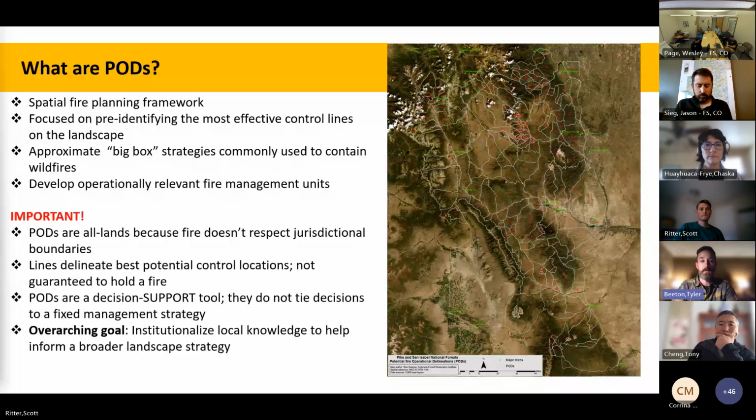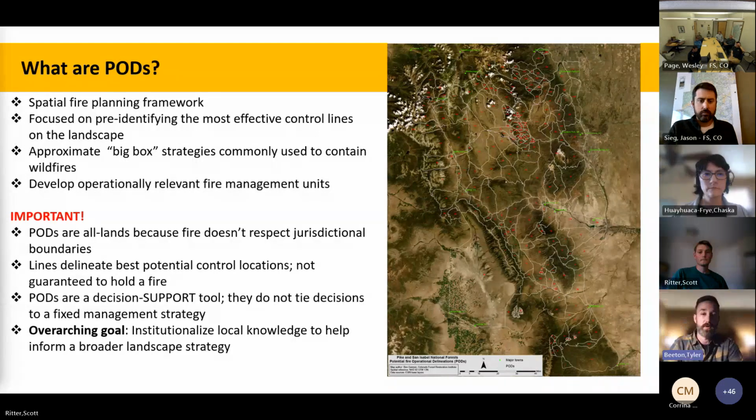So what are pods? Pods are this spatial fire planning framework. To date, they've been developed on over 70 national forests and counting. Fundamentally, what pods are doing is a process to pre-identify what are the most effective control lines across the landscape that have a high likelihood of containing a fire. And as Jason mentioned, this is a framework that really builds upon a long-standing practice of any firefighter who goes onto a fire and sizes up a landscape by looking at those roads, those rivers, and those ridges that have a high likelihood of containing fire.